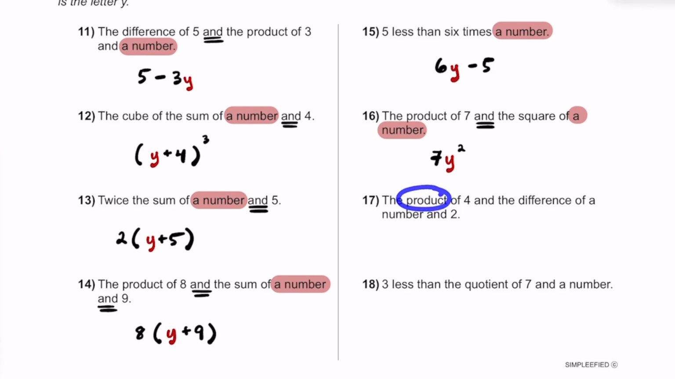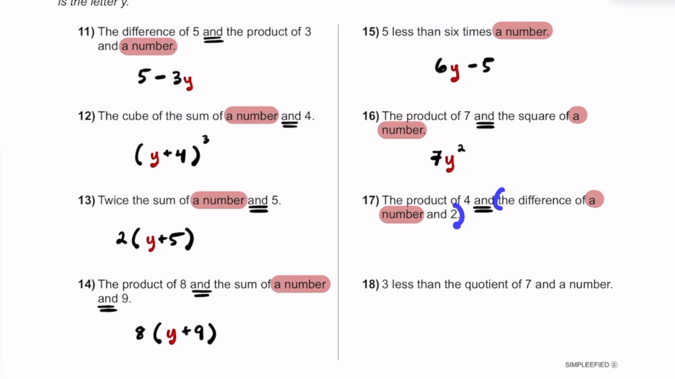In number 17, we have the product of 4 and the difference of a number and 2. So let's see, product means we're going to be multiplying 4 by something. What are we multiplying 4 by? Well, it's going to be the difference, which means subtraction, of a number and 2. So we have a number, that's going to be y. And let's see here, if we just look at the difference of a number and 2, we can see that before the word "and" here, we have 4 multiplied by. And what are we multiplying 4 by? It's going to be the difference of this.